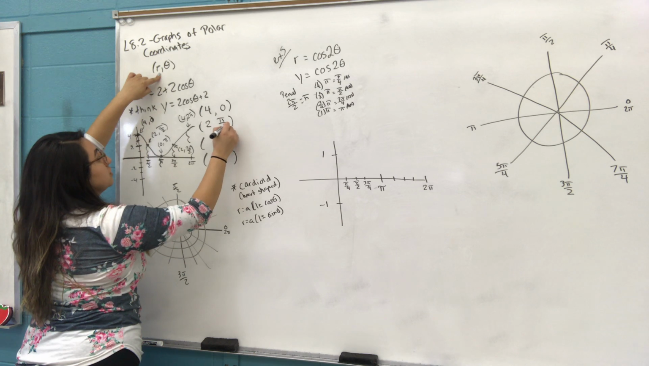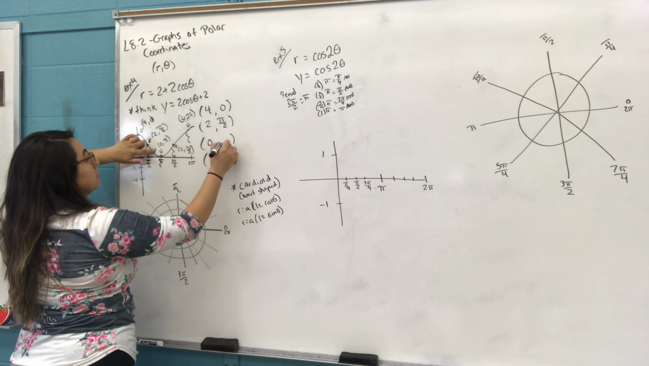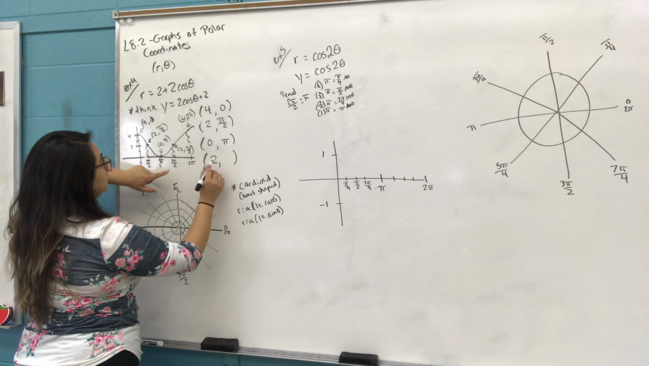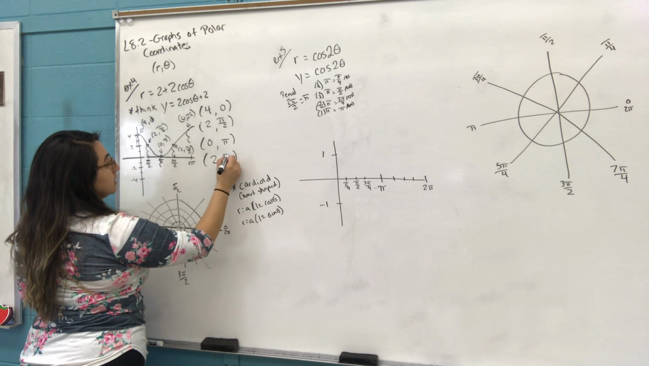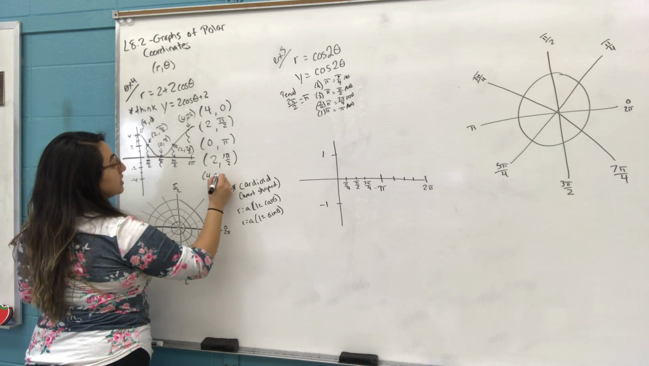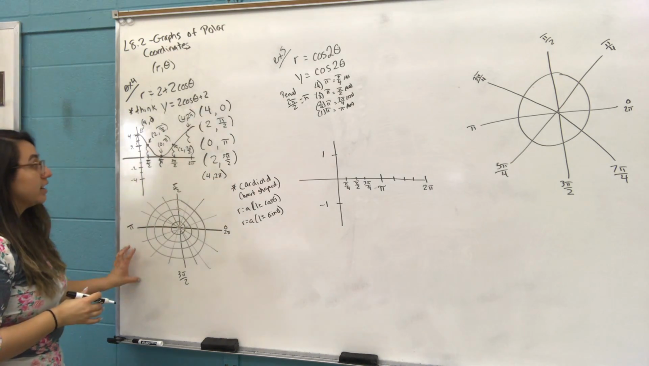π/2, make sure it's in order. 0, π, I have 2π, 3π/2, and then my last one is 2π. From these points, I'm going to go ahead and graph it here.